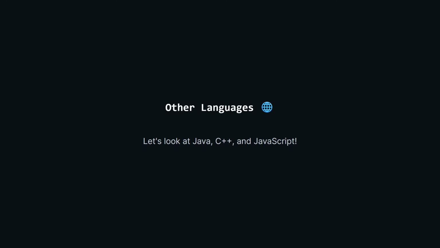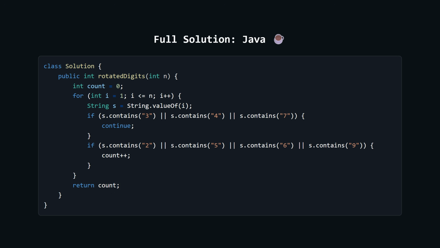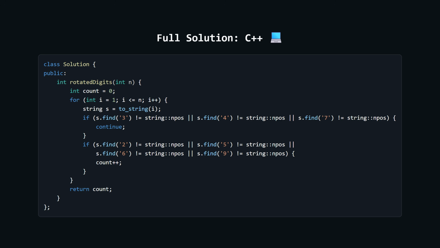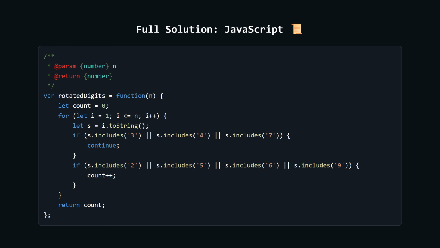Speaking of copying code, let's quickly breeze through the full solutions for the other major languages. Here is the Java implementation. We use the String.valueOf method and the contains function to achieve the exact same logic. Next up is the C++ version, utilizing toString and checking if the character is found inside it. And finally, here is the complete solution in JavaScript, using the handy includes method.